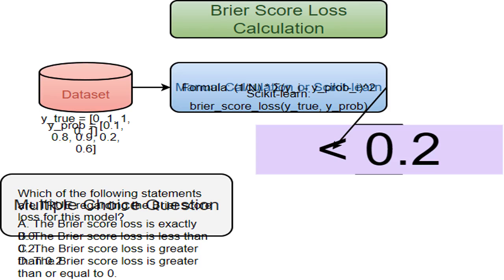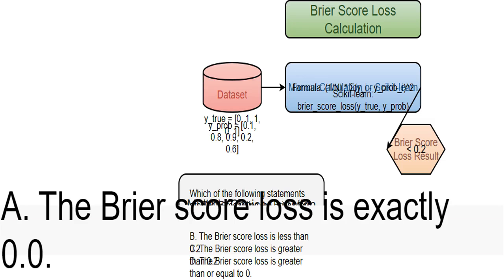This is a multiple-choice question testing your understanding of the Brier score. Each option presents a different claim about the Brier score value that I have calculated. The goal is to select the option that accurately reflects the calculated Brier score. This statement claims that the Brier score is exactly 0. A score of 0 means perfect predictions. However, since my model is not perfect, this option is incorrect.